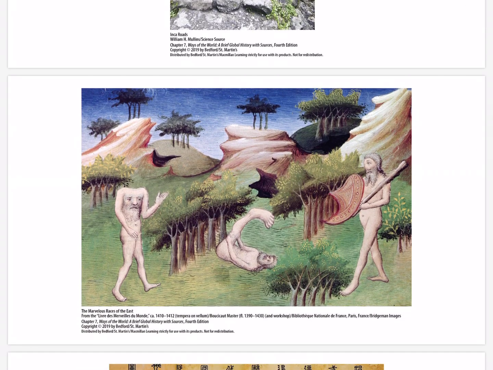The Marvelous Races of the East, circa 1410. So what does this source add to our understanding of how Europeans viewed East Asia in the early 15th century? As evident by this image, Europeans were still unclear about East Asia, and many still saw it and other distant lands as fantastical places filled with monsters and strange races of humans. Marco Polo did little to dispel these myths, taking it for granted, for example, that East Asian people's heads were attached at the same place as human heads.